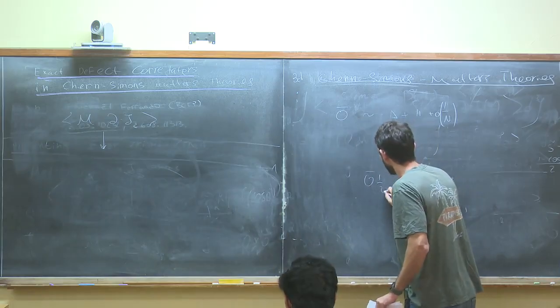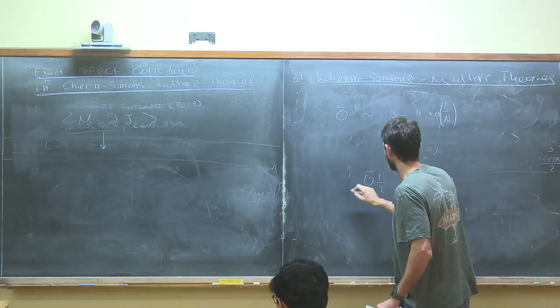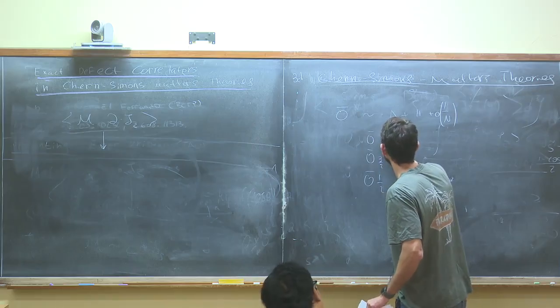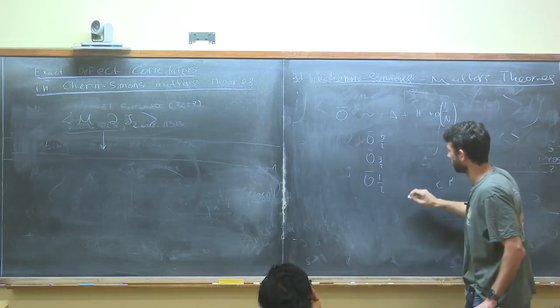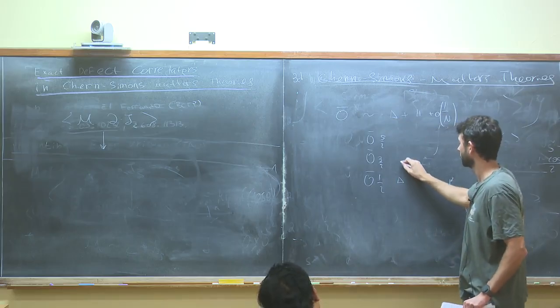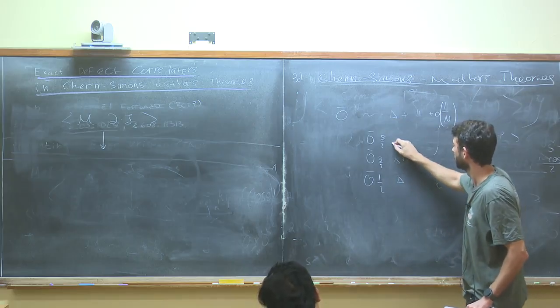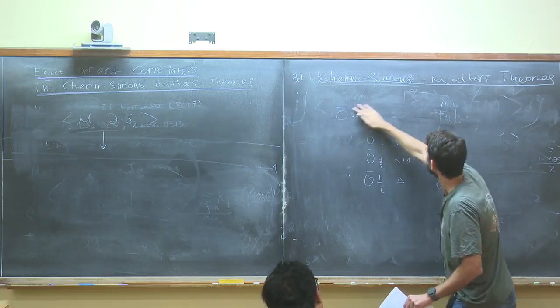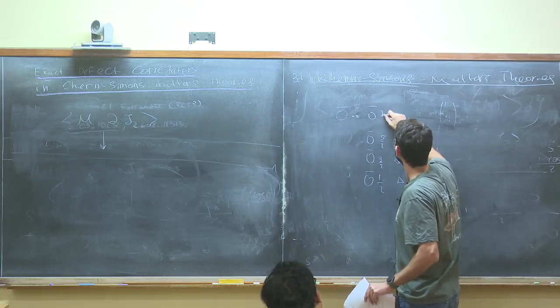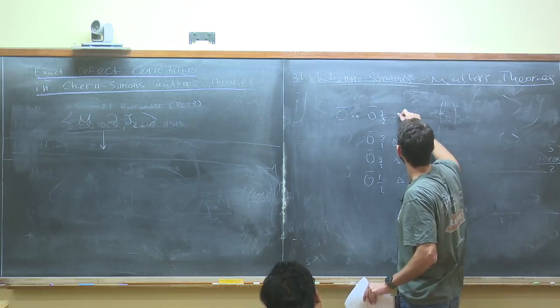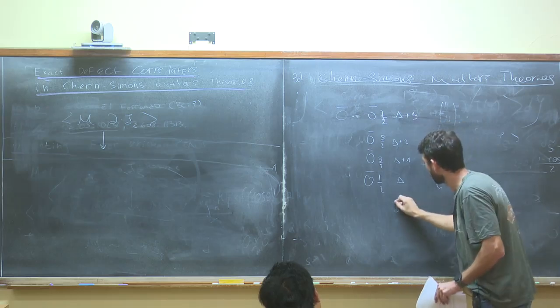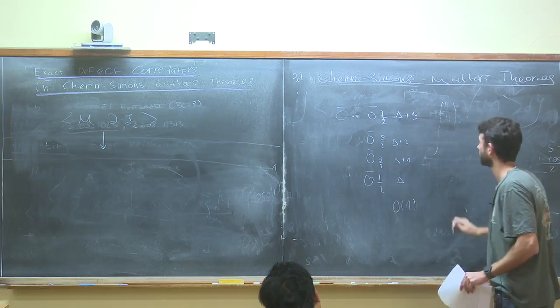Let's look at O bar 1/2. Its dimension, O bar 3/2, O bar 5/2. So remember, this has dimension delta. This has dimension delta plus 1. This has dimension delta plus 2. And even above them, we also have O bar 7/2, delta plus 3. This is the leading order, O(1).